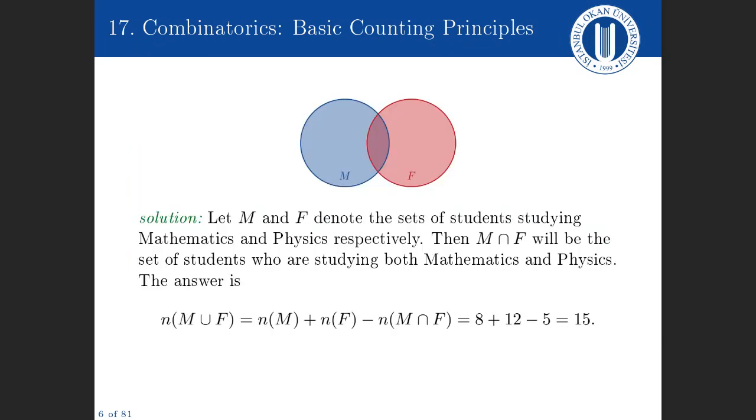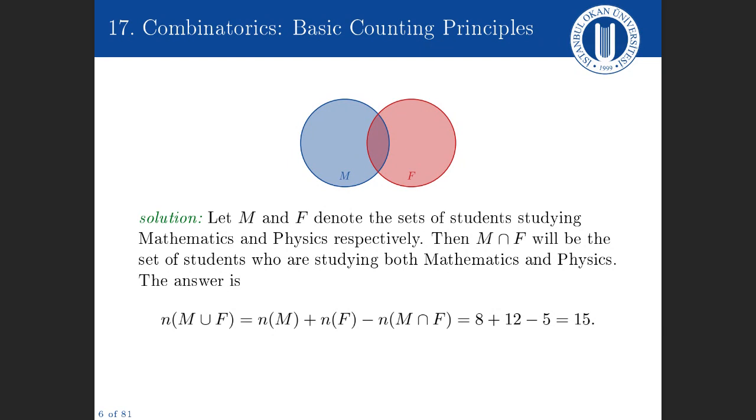Now, this time there's an overlap of the two sets. Let M be the set of students studying mathematics and let F be the set of students studying physics. Then there's going to be an overlap of these sets because some students will be studying mathematics and physics.